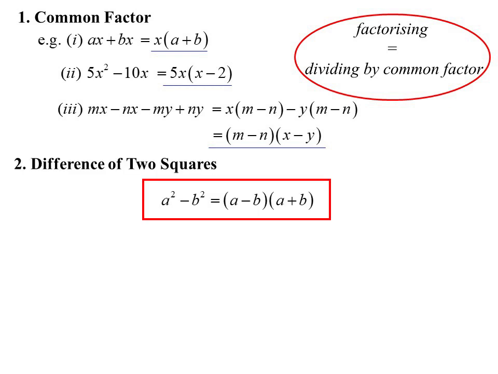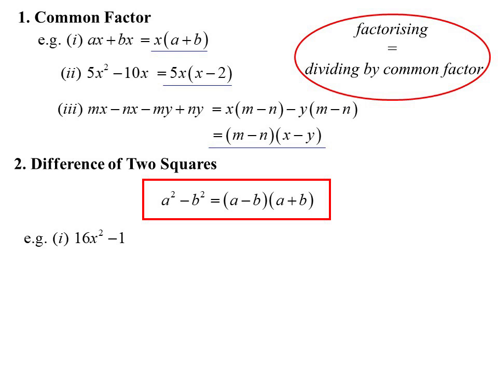There it is. Difference of 2 squares. Remember, a squared minus b squared. More correct to say a minus b goes first. a minus b, then a plus b. It doesn't matter. It's not wrong to have it the other way around, but technically it's more correct to have the a minus b first.